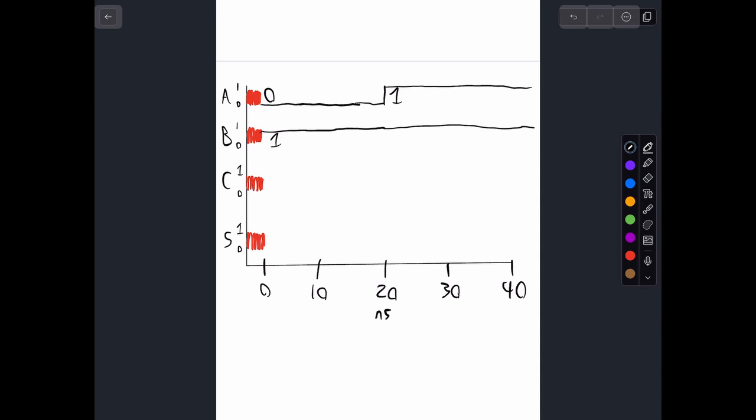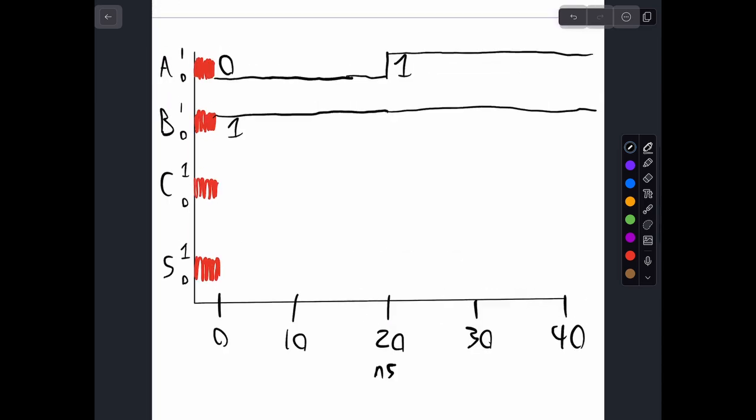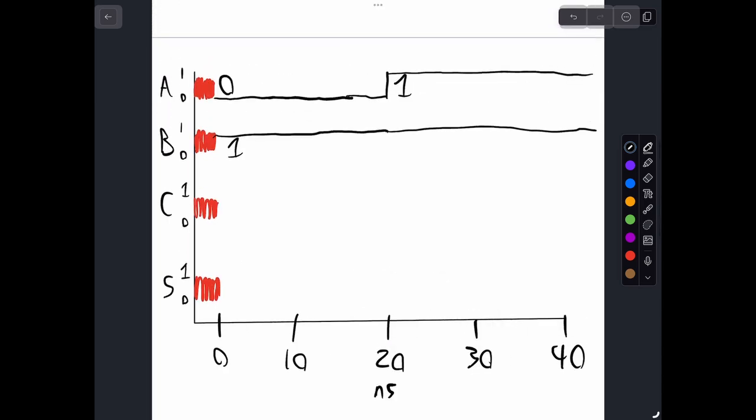So C. What's going to happen with C here? Remember, its delay was how many nanoseconds? 3. Yeah, it was 3 nanoseconds. So that means it's going to probably be unknown for an additional 3 nanoseconds. And then after that, it will switch to what value? 0. Yeah, because it's 0 and 1. So it's going to be 0. Good.